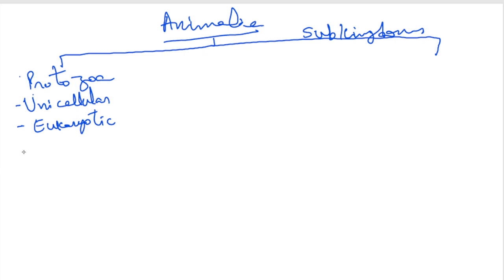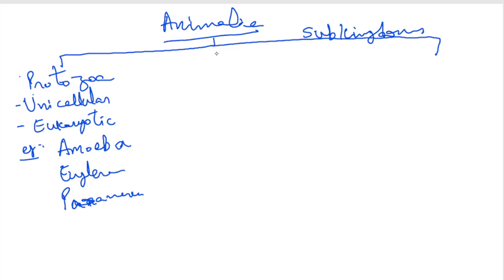The best examples for protozoa are amoeba, euglena and paramecium. All these are unicellular and eukaryotic animals. These belong to the subkingdom called Protozoa. Then the second subkingdom is Metazoa.